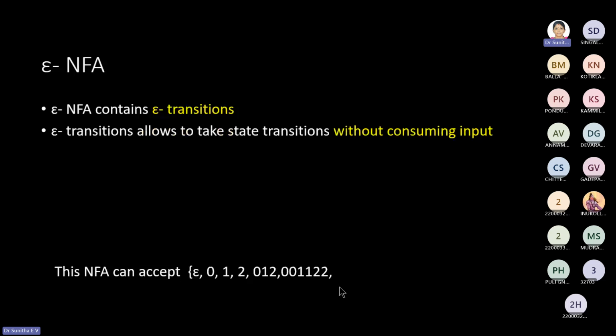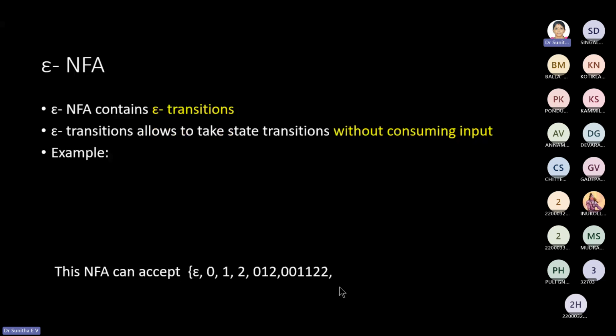When we check any of our NFA or DFA, the transitions always take place on some input. When some input symbol comes, only then the transition is taken. But epsilon transition means without input, we can take a transition. In a DFA, we cannot have an epsilon transition. Only an NFA supports epsilon transitions, and a DFA does not.